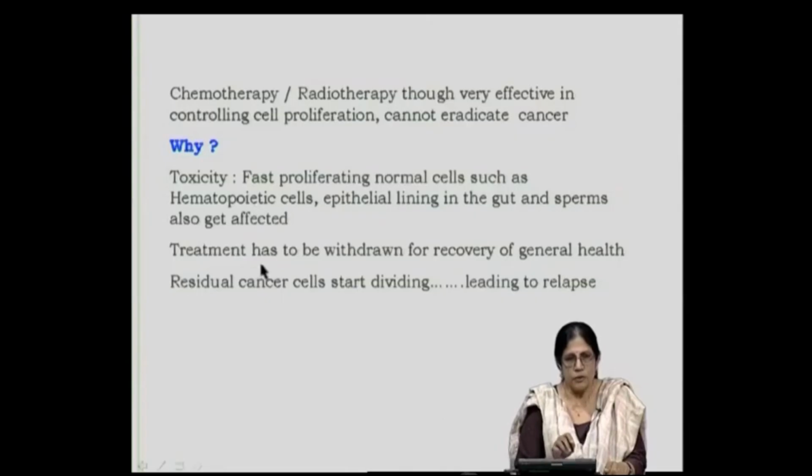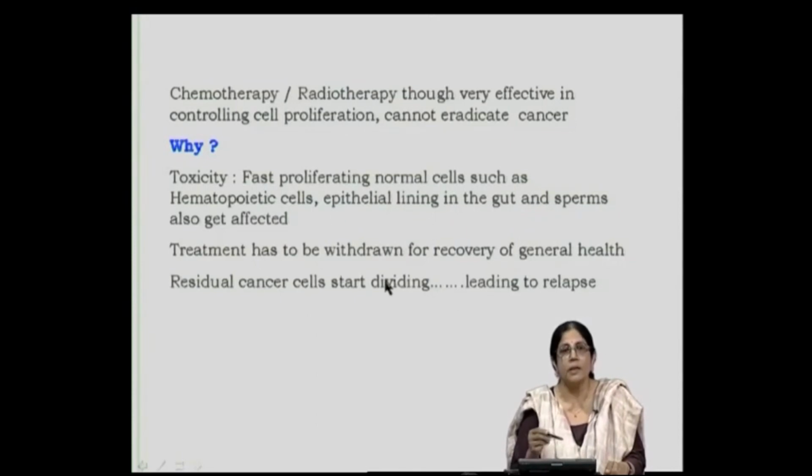So treatment to eradicate cancer is done and withdrawn as soon as there are alarming signals of low blood count and, of course, toxicity because of the epithelial lining getting disturbed. Now, when the treatment is withdrawn, there are residual cancer cells left, the ones that we have talked about that downregulate the MHC molecules. And I must add that cancer cells can also downregulate the tumor specific antigens with time. So these residual cancer cells start dividing and this leads to relapse.